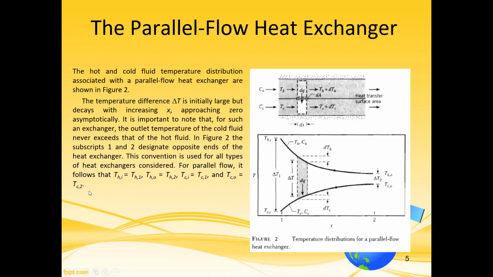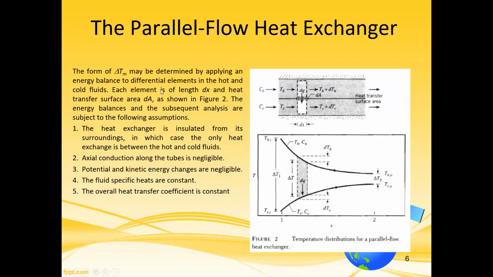And so on. Now, the form of delta T_m may be determined by applying an energy balance to differential elements in the hot and cold fluids. So, di na kailangan dito yung derivation, pag-mention lang. Its element is of length dx and heat transfer surface dA as shown in figure 2a sa taas. The energy balances and subsequent analysis are subject to the following assumptions. 1. The heat exchanger is insulated from its surroundings, in which case the only heat exchange is between the hot and cold fluids. Number 2. Axial conduction along the tube is negligible.